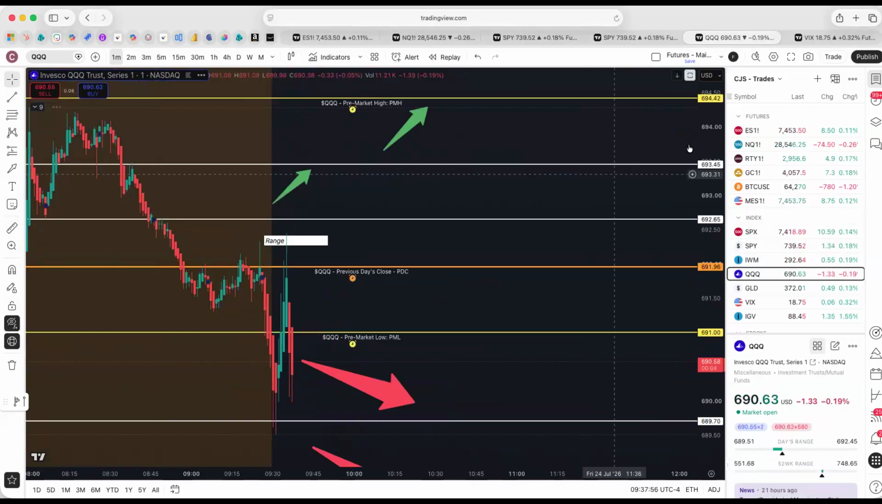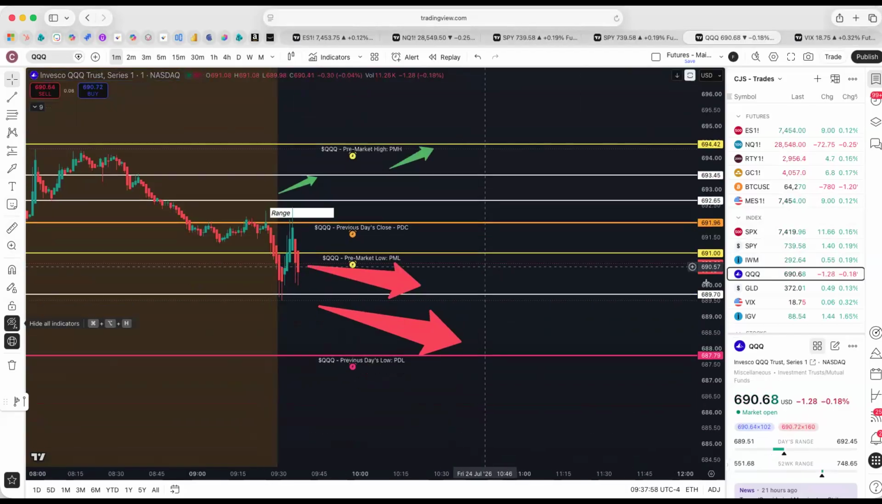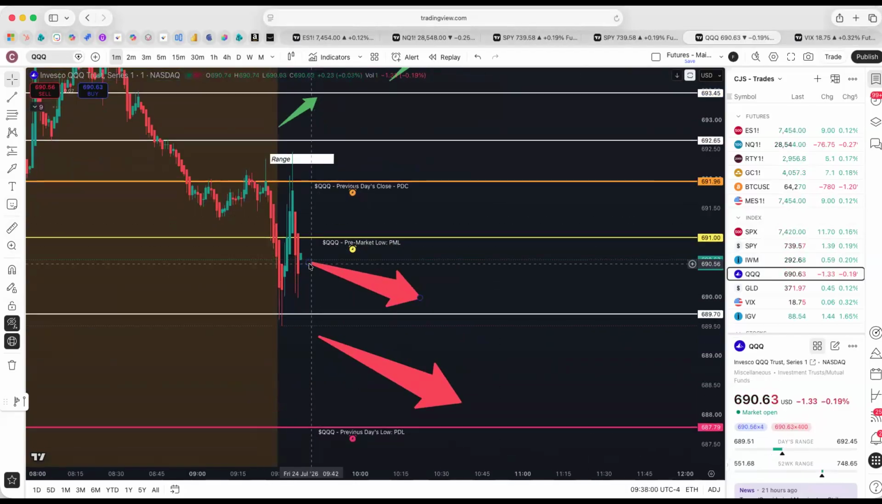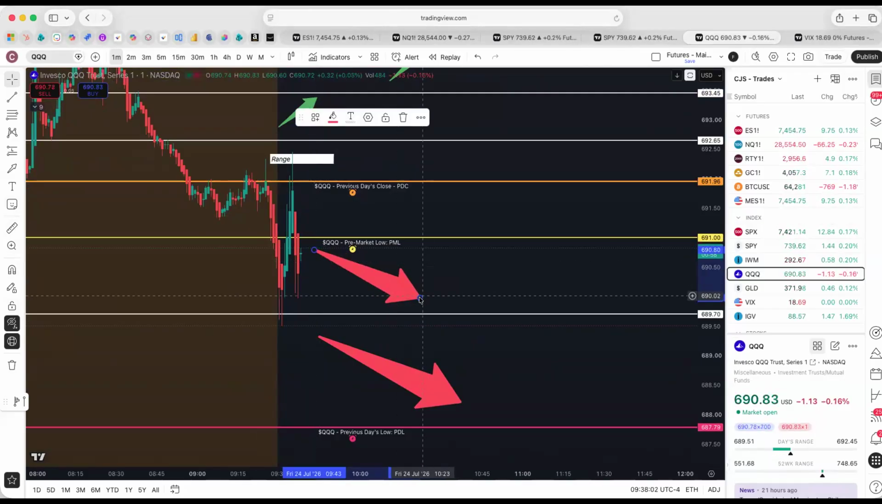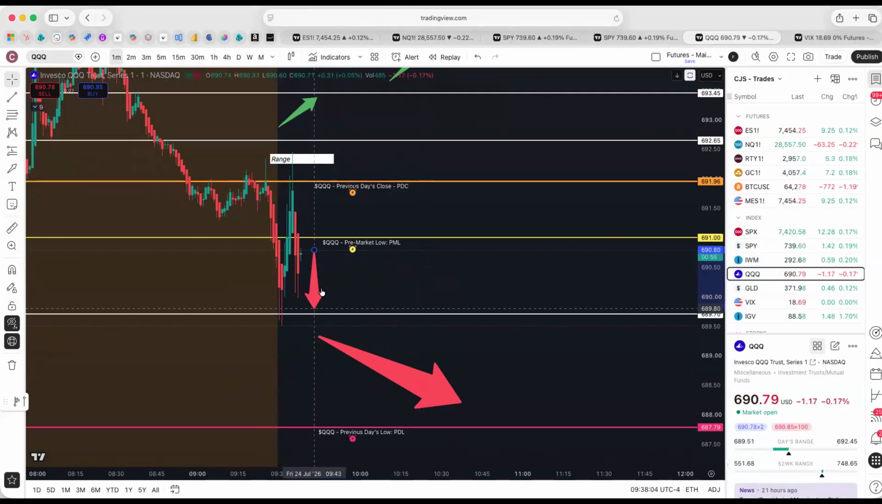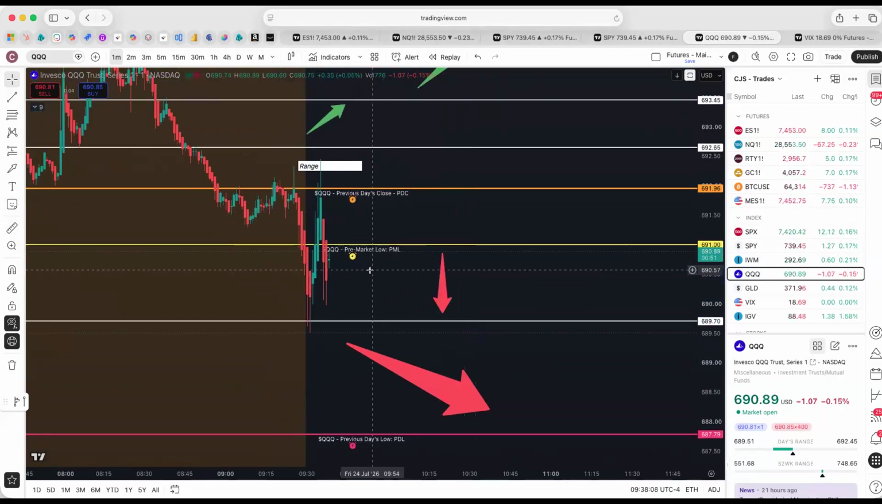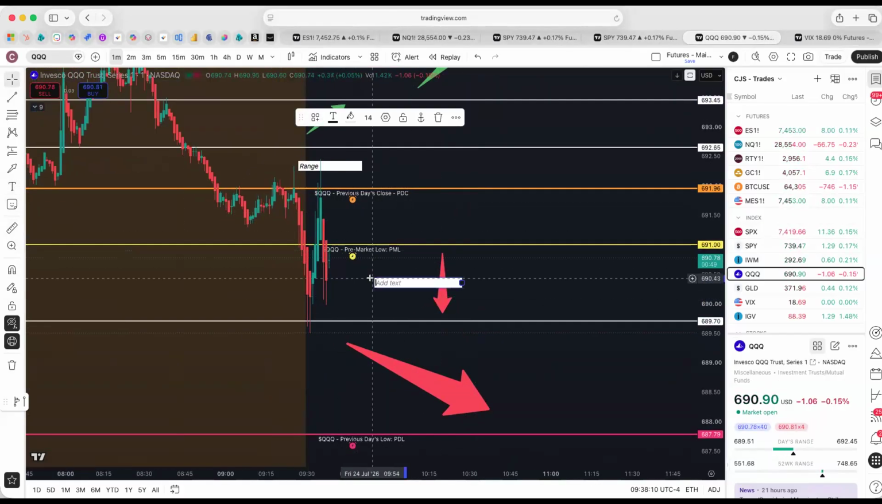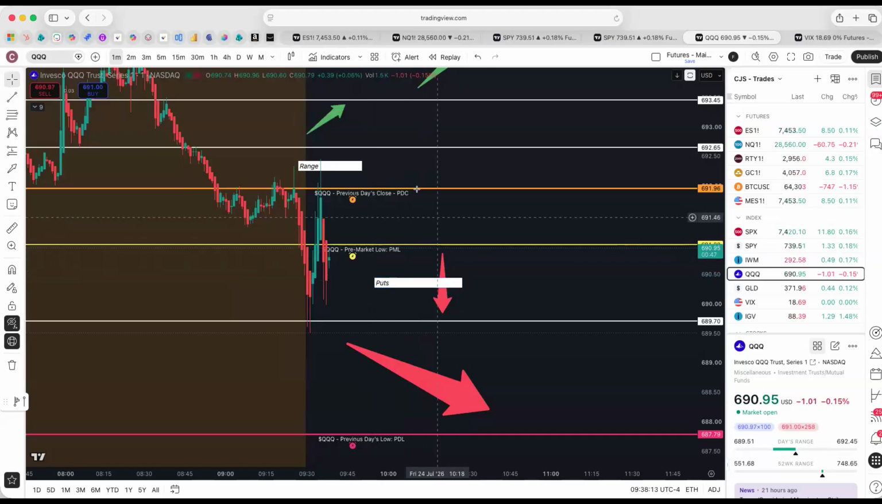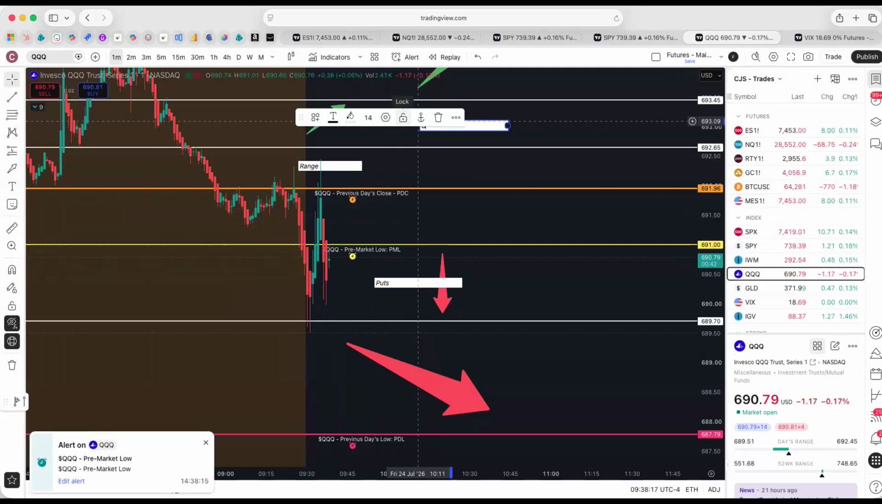QQQ. All right, we had a small break. This is the retest. The retest has happened. So this is your main trade opportunity here now for QQQ. Pre-market low all the way to the downside here. Puts. Let's see here, calls. I'm going to post this there.